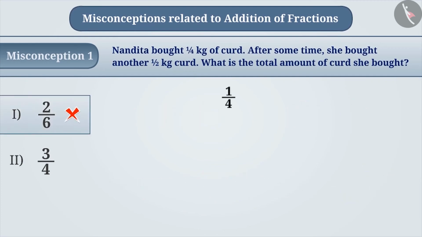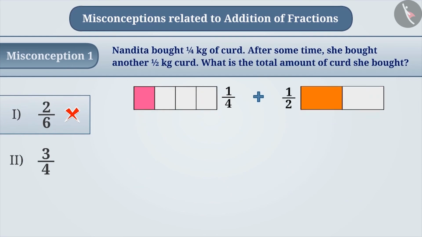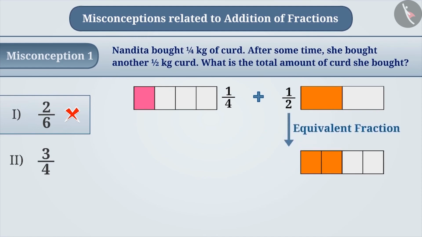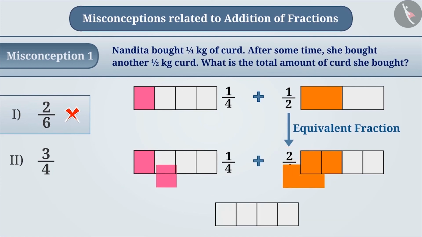We can represent 1/4 like this. Similarly, 1/2 is represented like this. The size of the parts is not equal in both the figures. In order to make the size of the parts equal, we will divide each part of this rectangle into 2 equal parts. By doing this, we will get the equivalent fraction of 1/2 as 2/4. The size of the parts in both figures is equal now. So, we can add 1/4 and 2/4 directly. We will get 3 shaded parts by addition. Therefore, the sum of 1/4 and 1/2 is 3/4.